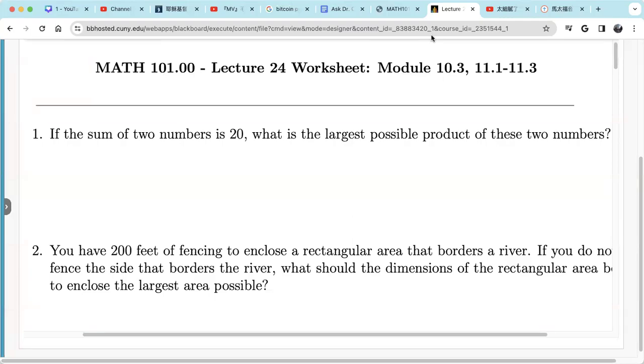Lecture 24, today's notes. Today is March 28th. So let's see the first question.